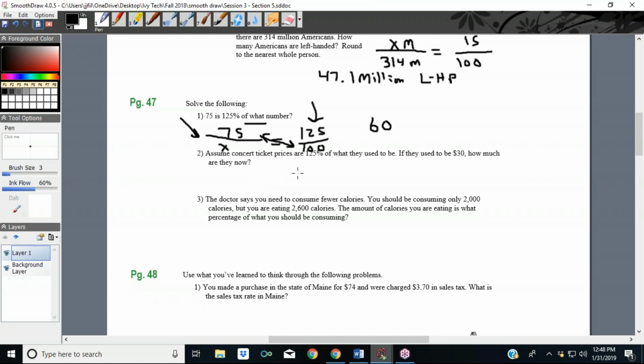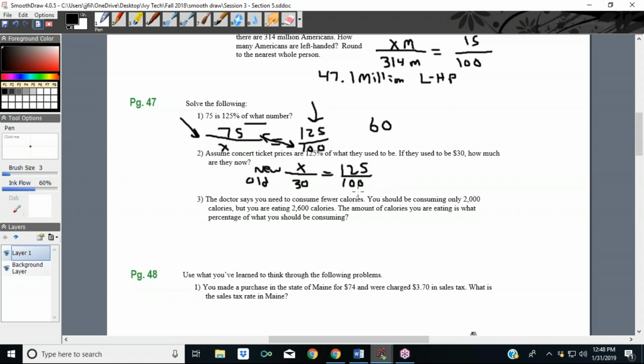So it says assume concert ticket prices are 125% of what they used to be. So my percent over 100. If they used to cost $30, that means the old price was $30. We want to find the new price, the 125% value. So old price is on the bottom, new is on the top. 30 times 125 divided by 100.